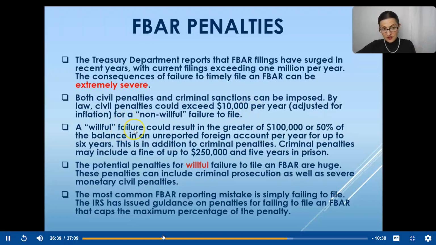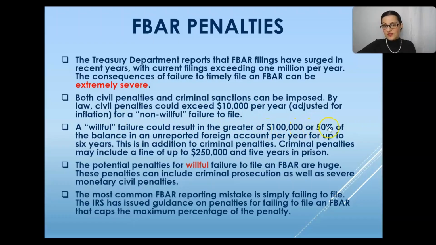A willful failure could result in the greater of $100,000 or 50% of the balance in an unreported foreign account per year for up to 6 years. Remember I talked about how the record retention requirements for FBARs are different, and that's because the IRS can go back and assess willful penalties against you if they deem that you didn't file an FBAR and it was a willful failure. They can go back 6 years.